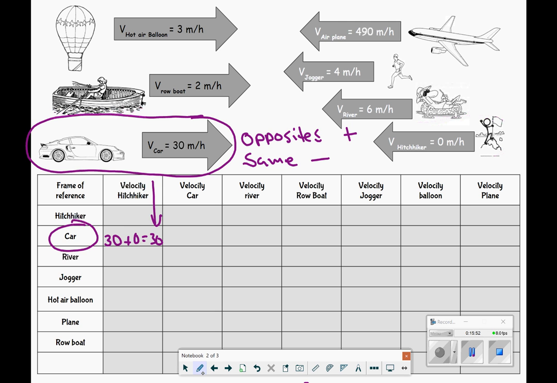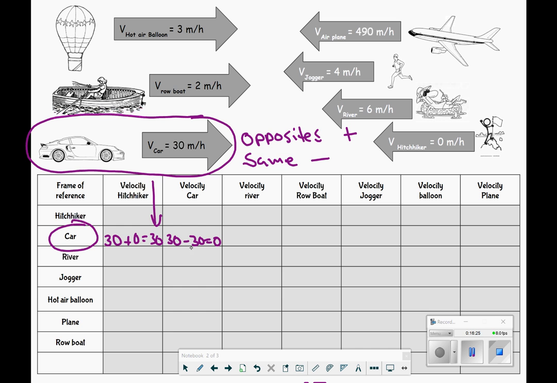Okay, so let's look at this next one. So car and car. So imagine there are two cars driving right next to each other, going in the same direction. So the question is, do you add them or subtract them? Well, if they're going in the same direction, you're going to subtract them. So 30 miles per hour minus 30 miles per hour is zero. So 30 minus 30 equals zero.